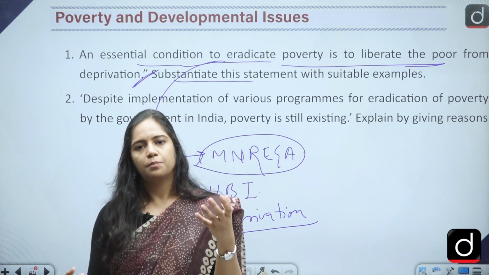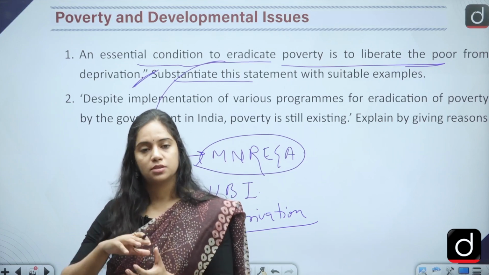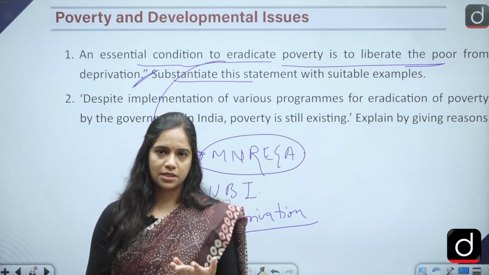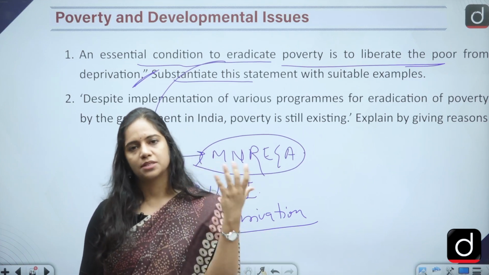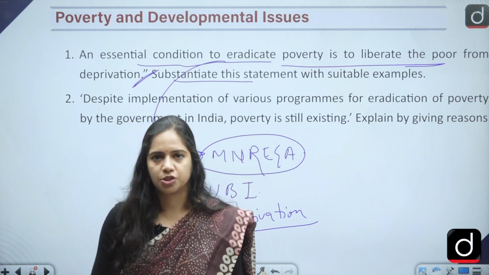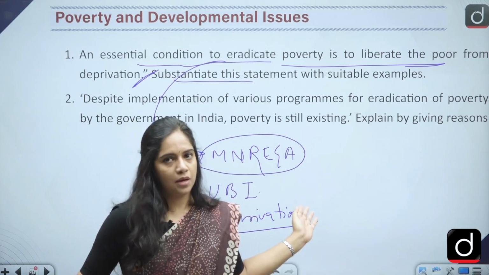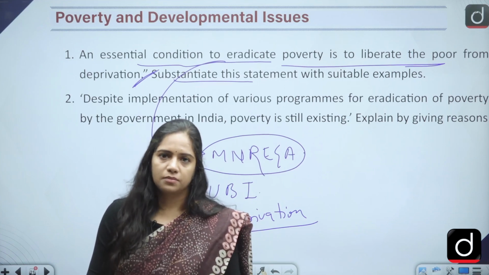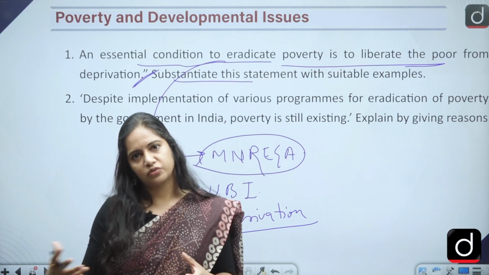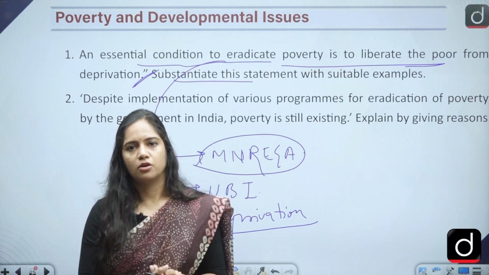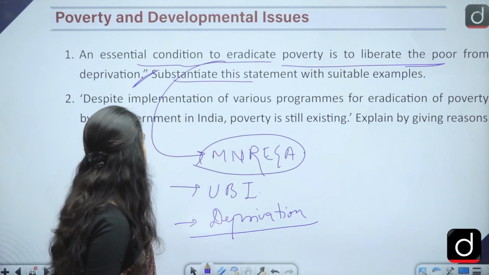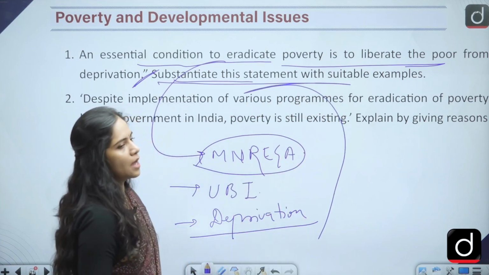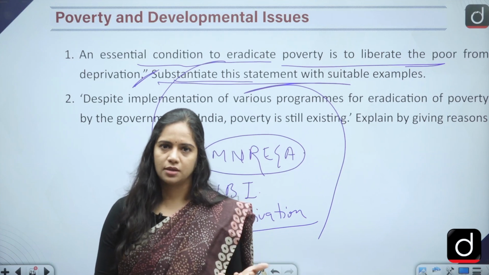And how would you do that? By providing those things which are causing the deprivation. That is food, health facilities, shelter, clothing. So you would see the government programs are helping in eradicating deprivation through programs like the midday meal scheme, through MGNREGA by giving employment, Pradhan Mantri Awas Yojana, and similarly for health benefits also. So once you remove the deprivation, you have ended the cycle of poverty. This is exactly what this question is asking: substantiate this statement with suitable examples. You can give all these examples, that is, how do you liberate the poor by removing the deprivation.